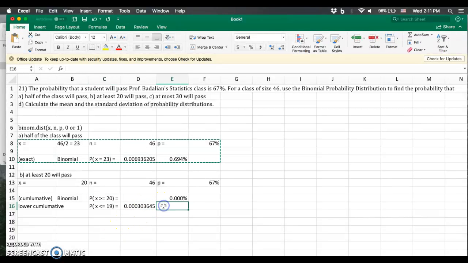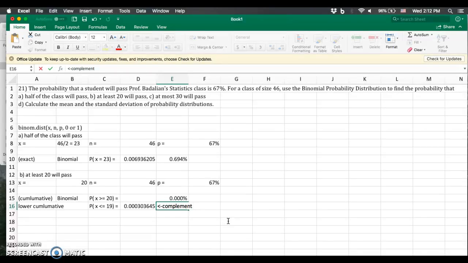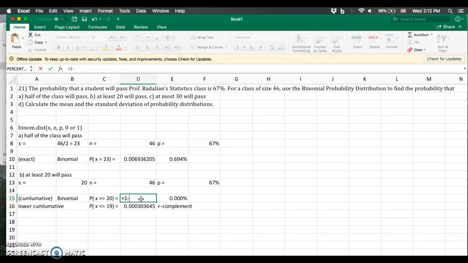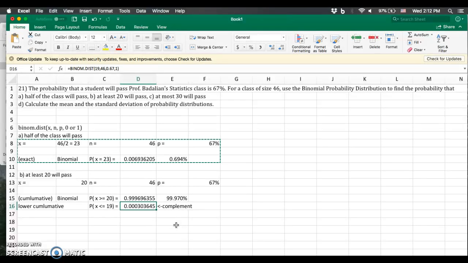So what we can do is, this is the complement of the at least 20 will pass. So this is the complement of what we want. To find what we're looking for based on the complement, it is 1 minus, where 1 stands for 100%, the probability we just calculated, which is 0.99, about 99.97%.